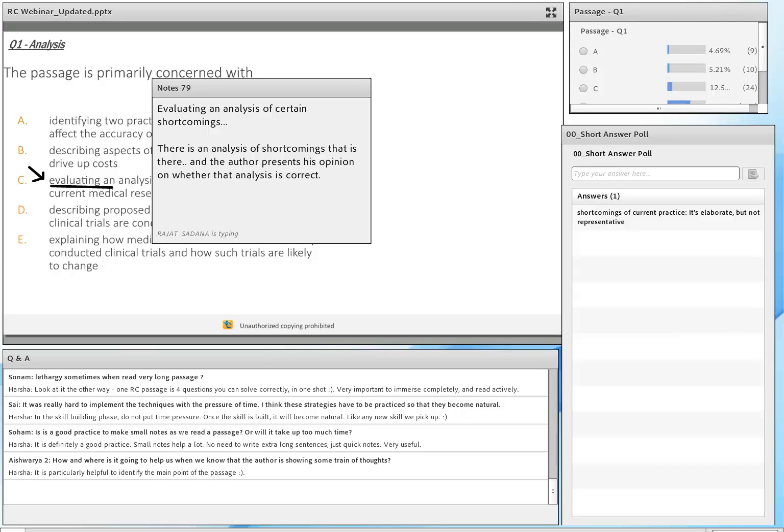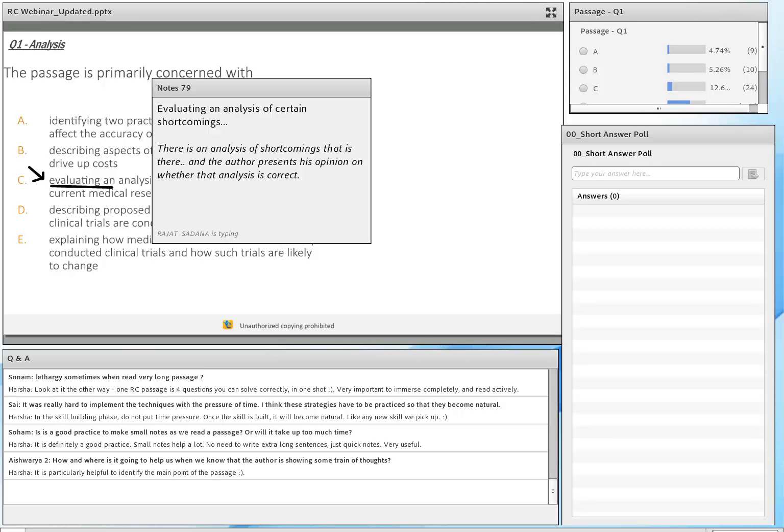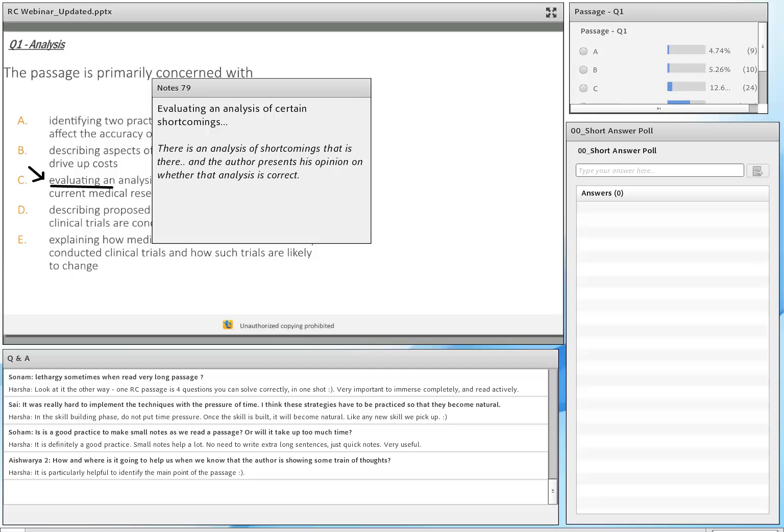It means that there's an analysis of shortcomings that is there, that's already been done, and the author is presenting an opinion on it, whether that analysis is correct. Okay, and by putting in the pros and cons. Is the author doing that in this passage? When you say evaluating an analysis of certain shortcomings, evaluating what? An analysis of what? Certain shortcomings. And no, the author isn't doing that. The author isn't doing that. There is no analysis of shortcomings that is present, and the author is not evaluating that analysis.